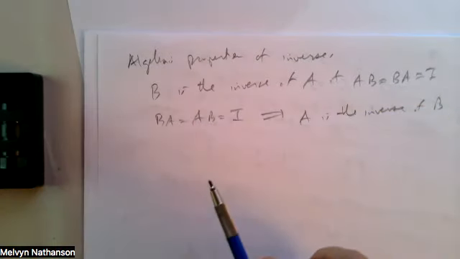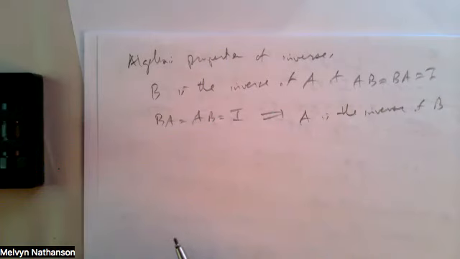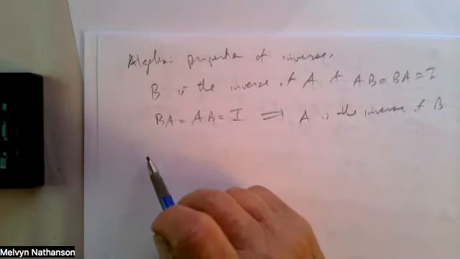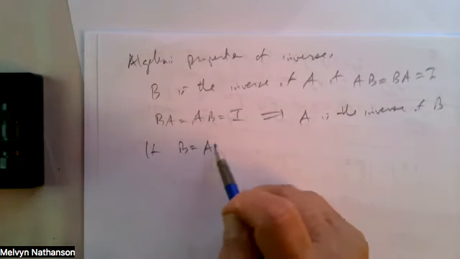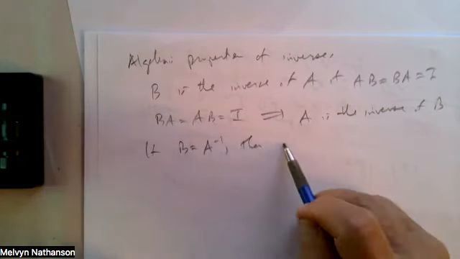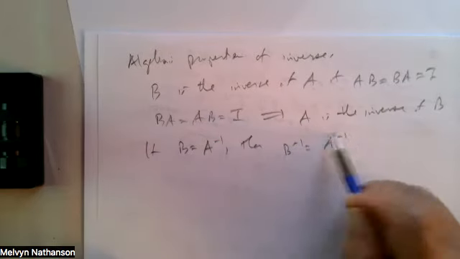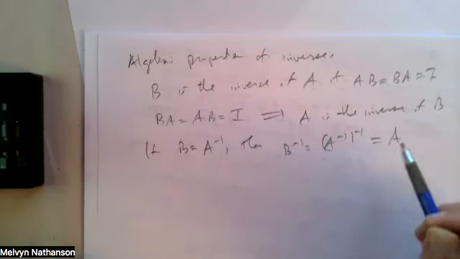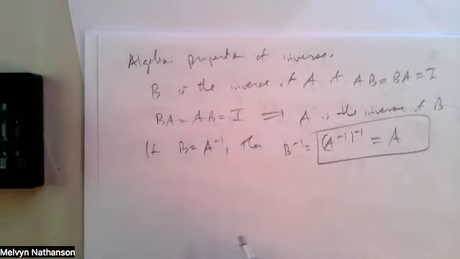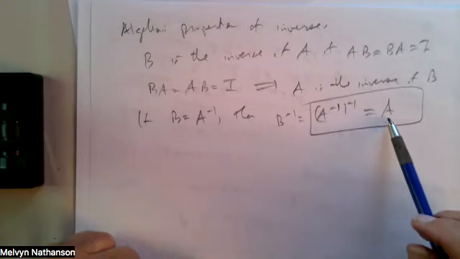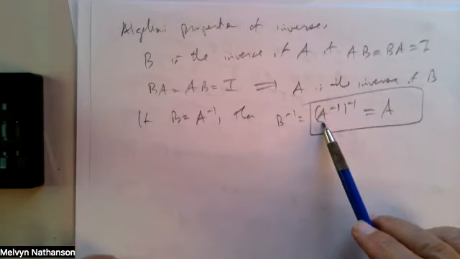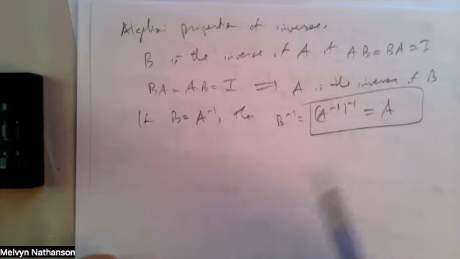So there's a certain symmetry here. If B is the inverse of A, then A is the inverse of B. Another way of saying that is, if B is equal to A inverse, then B inverse, which is the inverse of A inverse, is A. If you take an invertible matrix, take its inverse, and then take the inverse of that, you're back where you started. The double inverse of a matrix is the matrix.